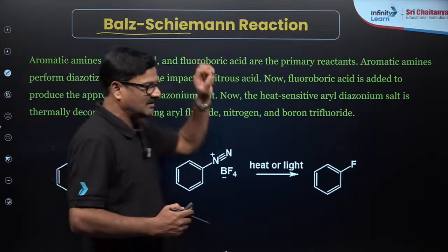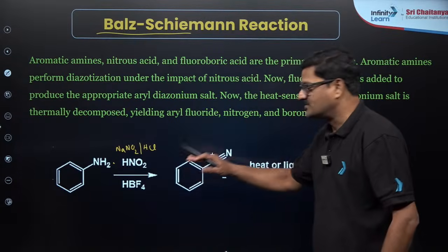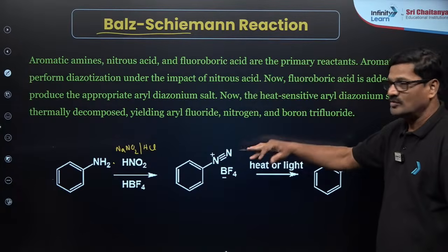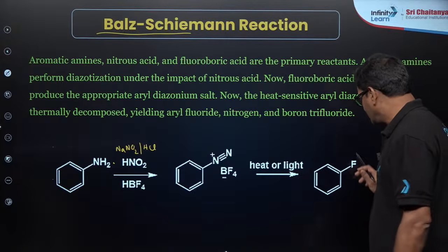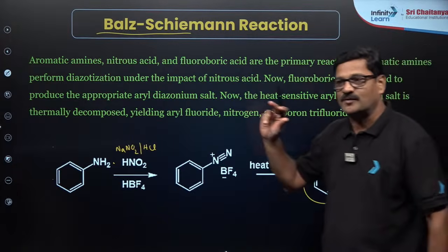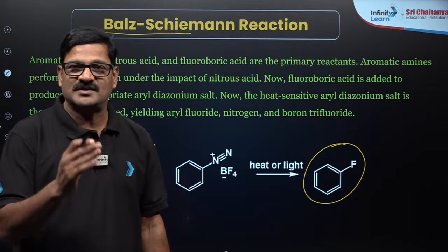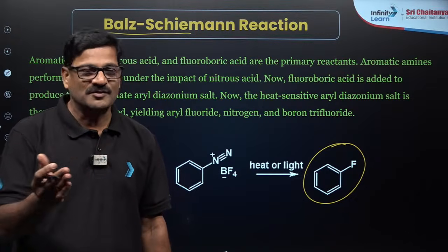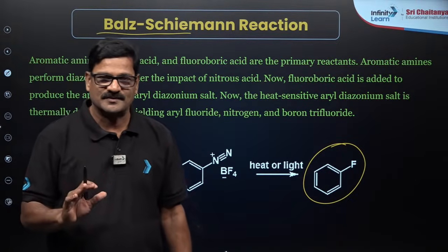The name is not mentioned in the NCERT, but the reaction is mentioned. So you need to know both the conditions. The Balz-Schiemann reaction is the exclusive reaction to make fluorobenzene. You can make chlorobenzene, bromobenzene, and iodobenzene as well. Chlorobenzene and bromobenzene you can make by the Sandmeyer reaction. Iodobenzene you can make directly.